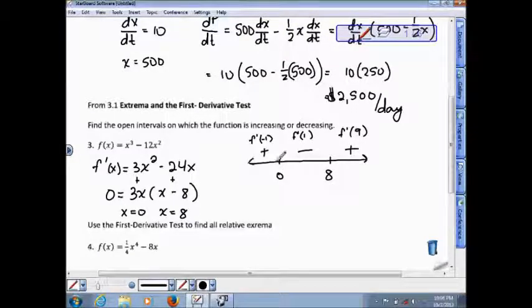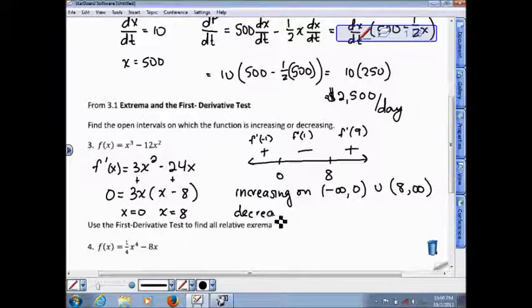What this means is any number that we would have chosen in this interval plugged into the first derivative function is going to yield a positive value. That means the function is increasing on this interval, on the open interval negative infinity to 0, and there's another interval right here from 8 to infinity. This region that's negative right here is where the function is decreasing. That means that the tangent lines in that interval are going to have negative slopes because the function is decreasing. So it's decreasing on the interval 0 to 8.